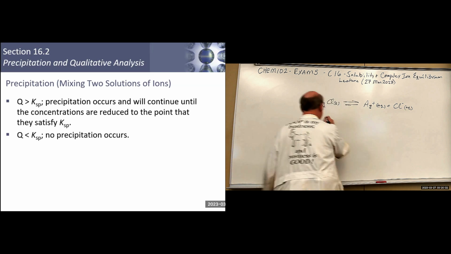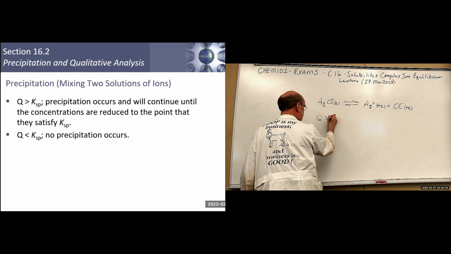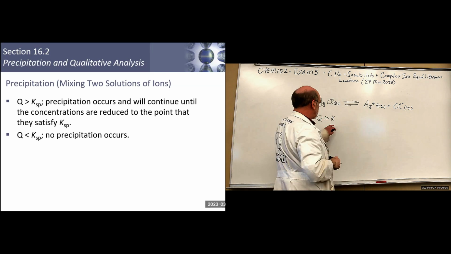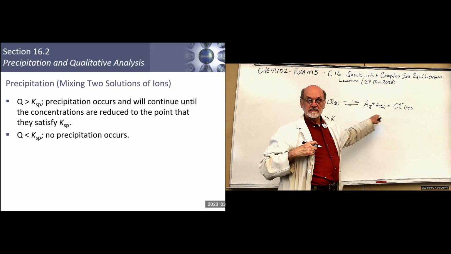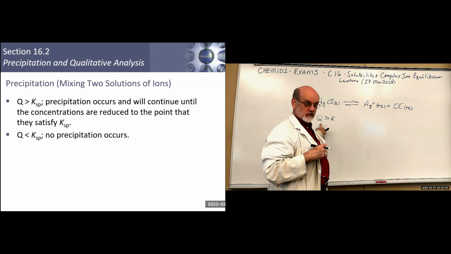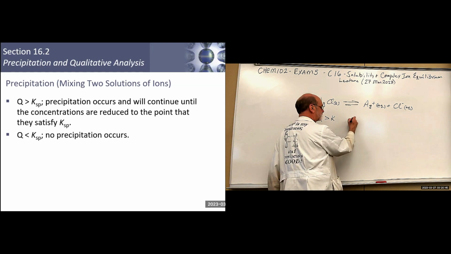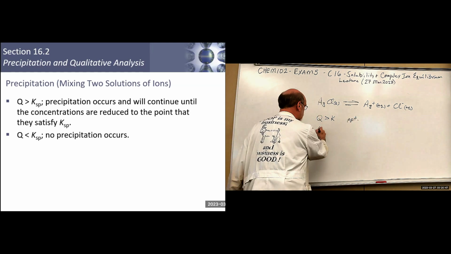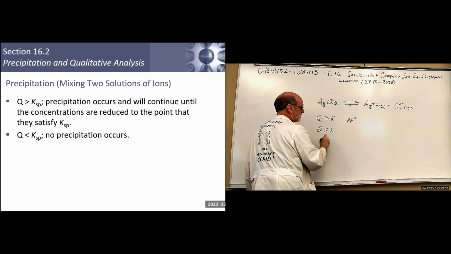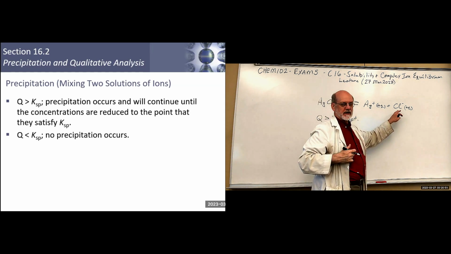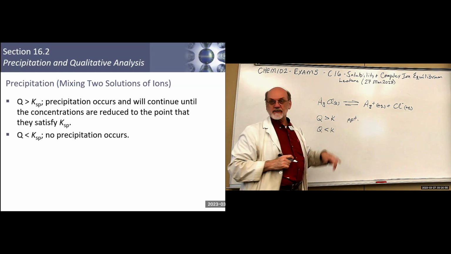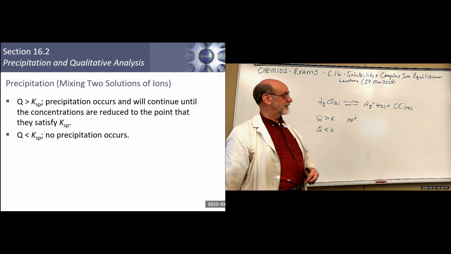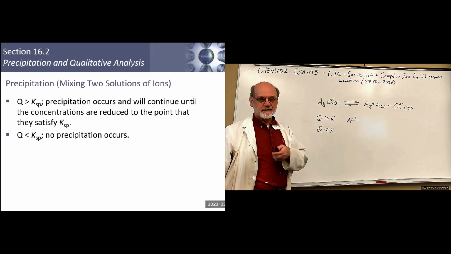If the Q is greater than the K, that means that we've got too much silver and chloride in solution. So you will get a precipitate. But if the Q is less than the K, it means we don't have enough silver and chloride in solution. So we're not going to get a precipitate. Okay. That's all that means.